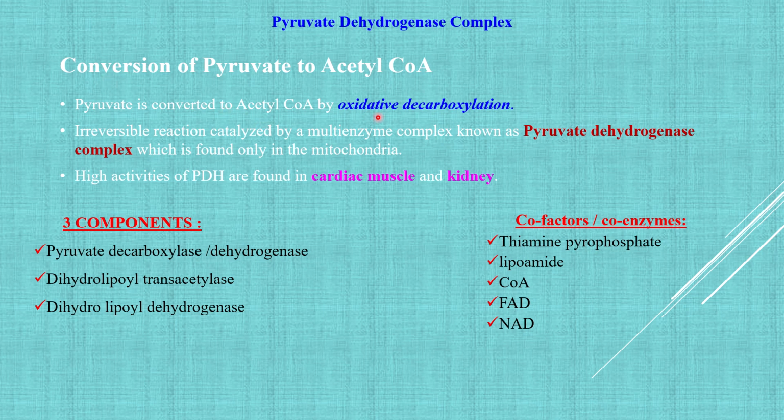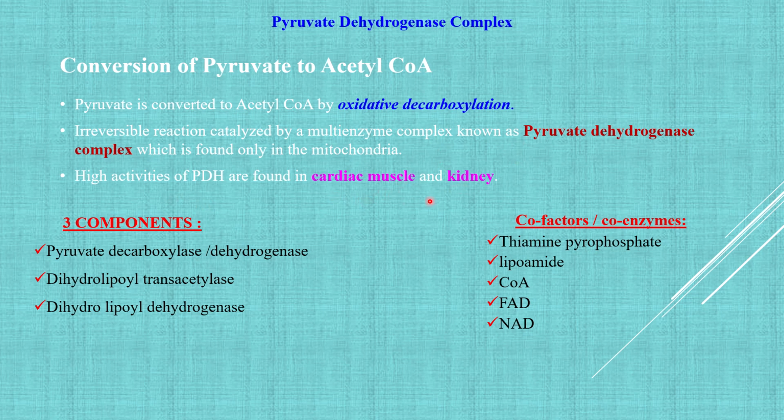So conversion of pyruvate to acetyl coenzyme A is known as oxidative decarboxylation, and the enzyme is the pyruvate dehydrogenase complex, which is found only in the mitochondria, and high activities of PDH are found in cardiac muscles and kidney.